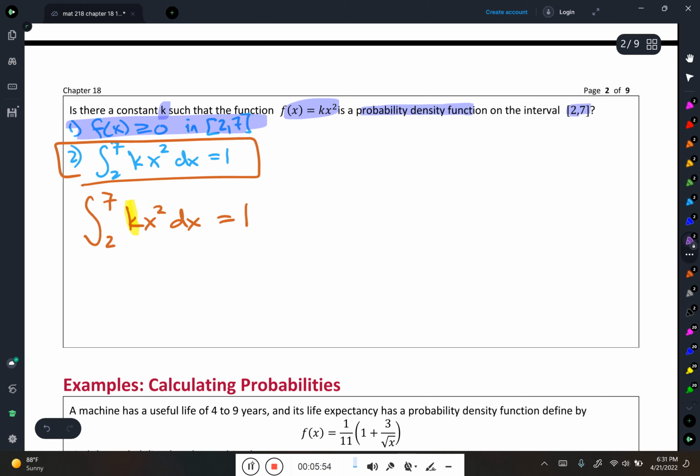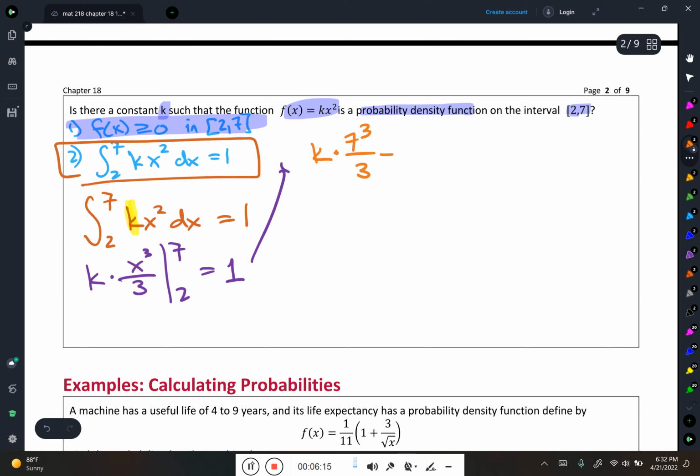Right? The antiderivative of kx squared is going to be k times x cubed over 3, evaluated from 2 to 7. And again, I'm forcing this to be equal to 1. Okay? So that's going to give me k times 7 cubed over 3 minus k times 2 cubed over 3. And I want to set this equal to 1.